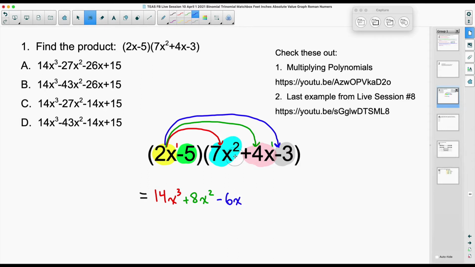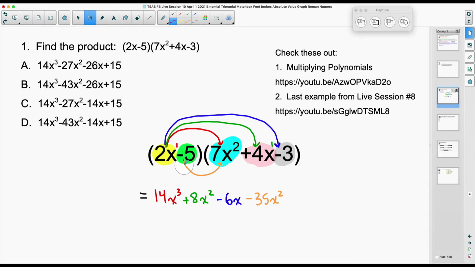Now let's do the same thing with the -5. So -5 times 7x squared. -5 times 7 is a -35. Watch your signs. And even though we don't have any x's here, we do have x squared, so bring it along for that piece there. And I do see some answers coming in. A is the correct answer. And now we're about to get to that point right here momentarily.